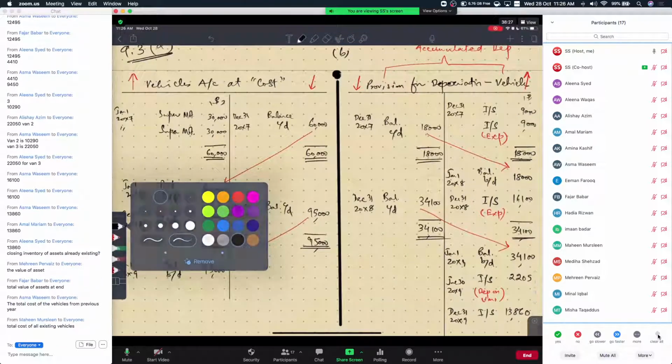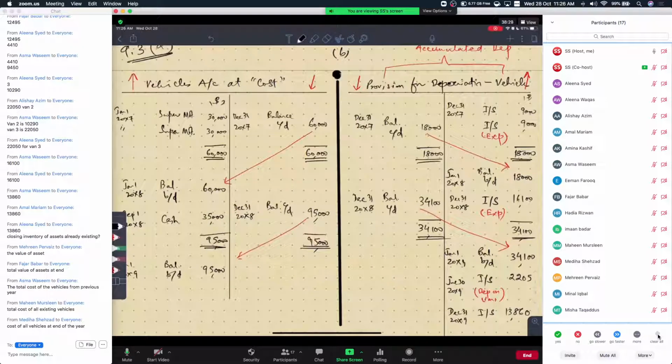Okay, it does mean, thank you everyone. It's not, market value is a very general expression. No, we have to be extremely specific over here. Fajr also, value, you said value of the assets at the end. No, balance brought down is at the beginning, not at the end. Asma, total cost of the vehicle from the previous year. Very good, Maheen. Total cost of all existing vehicles. Excellent, Maheen. Actually, this is the total cost of all your vehicles which exist on this date, 1st of January 20x9.